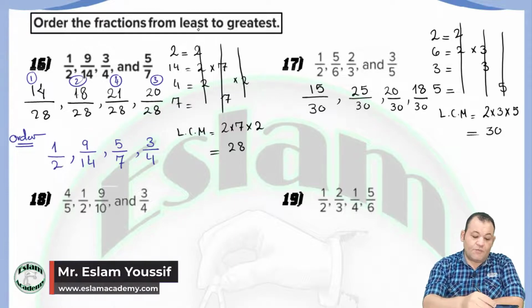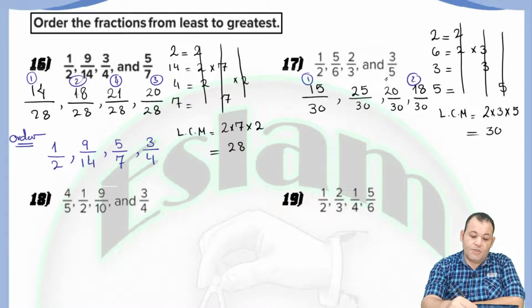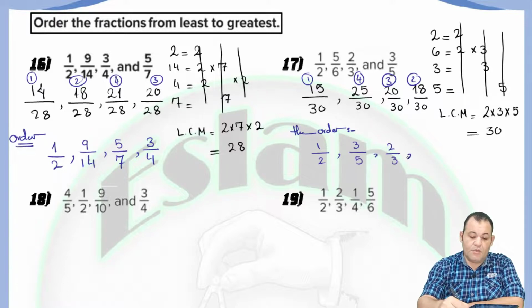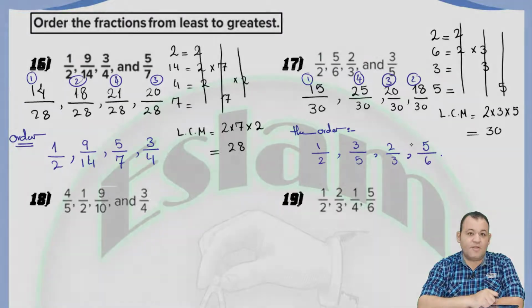Now we need to arrange from the least to the greatest. So I will start looking for the smallest number, which is 15. Then 18, 20, then 25. Now we write the order. The first number is 15 over 30, which is 1 over 2. And the second number, 18 over 30, which is 3 over 5. And the 20 over 30, which is 2 over 3. The last one is 25 over 30, which equals 5 over 6. And that's how we can arrange the fractions by making the lowest common multiple for the denominator.